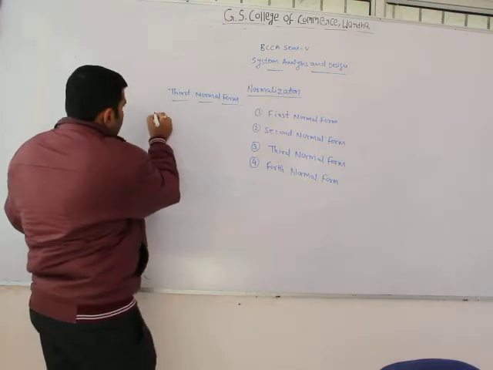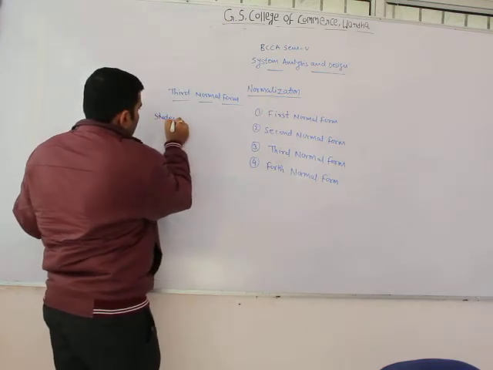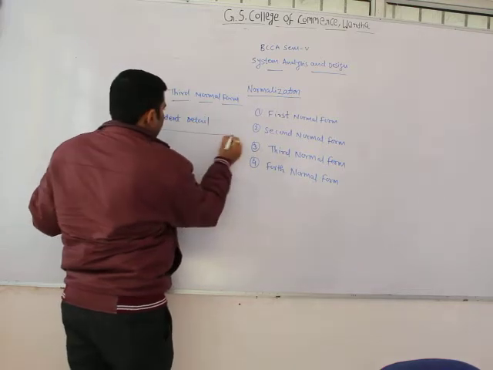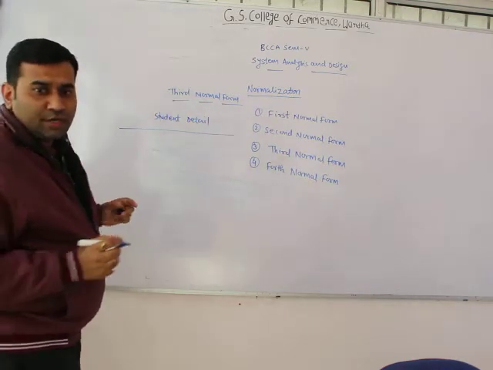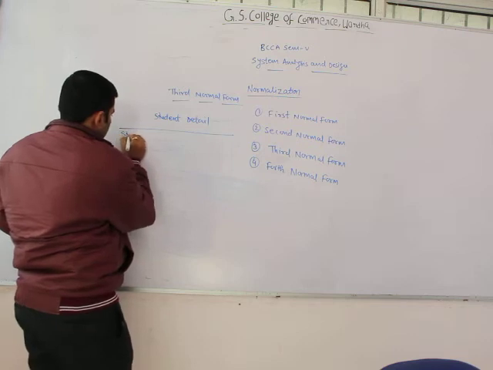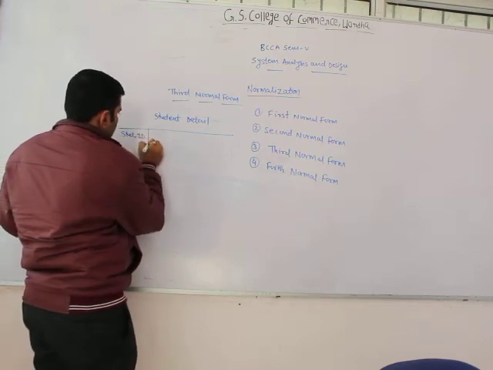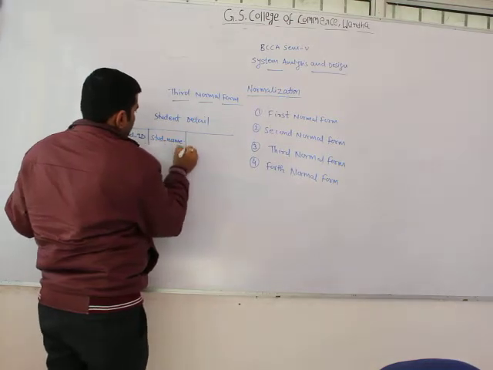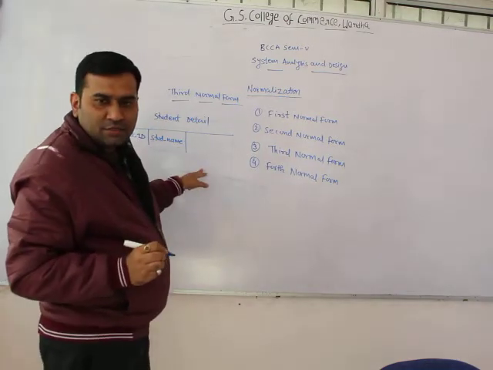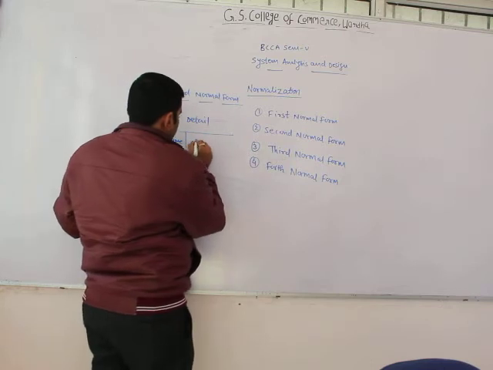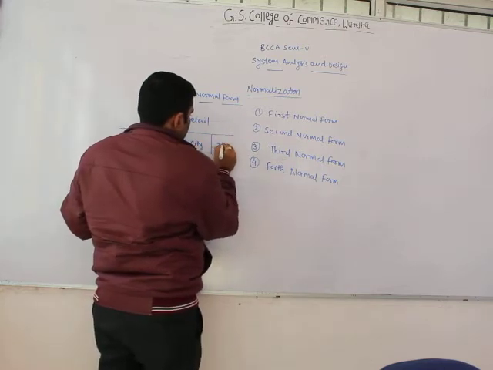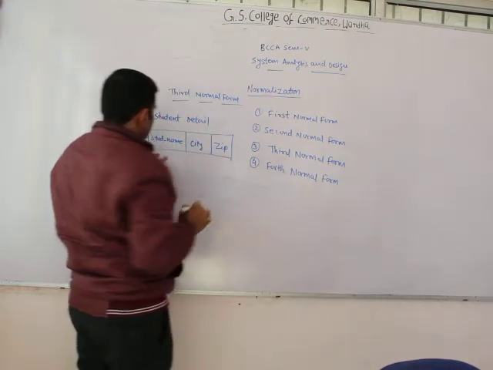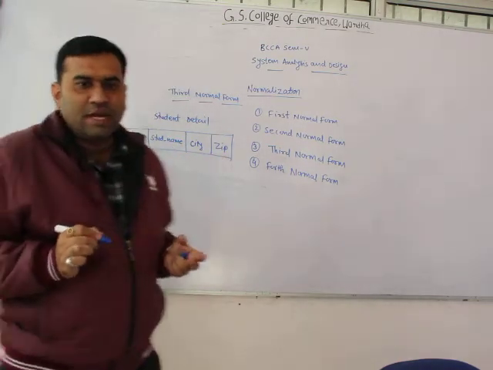First, suppose a table of student details. Its attributes are student ID, student name, their city, and their zip code. These types of attributes.